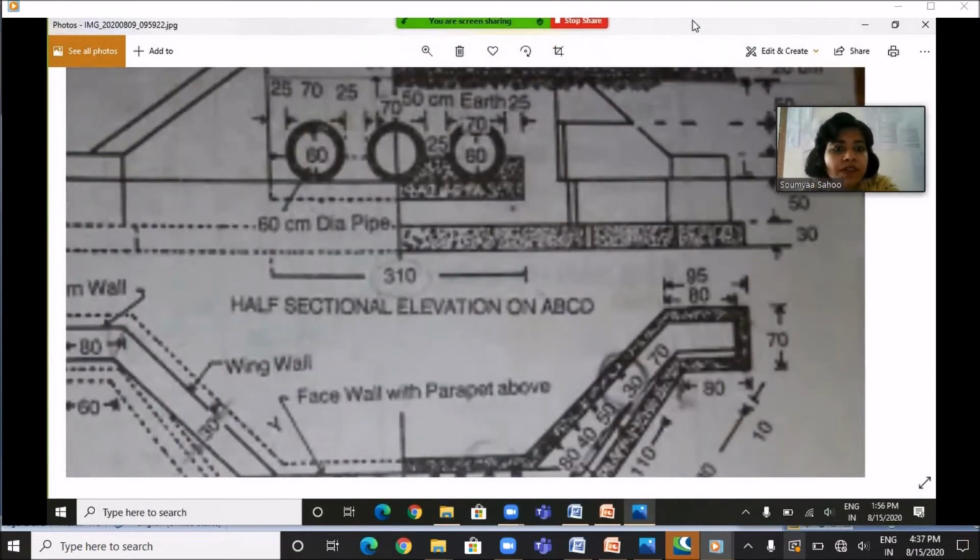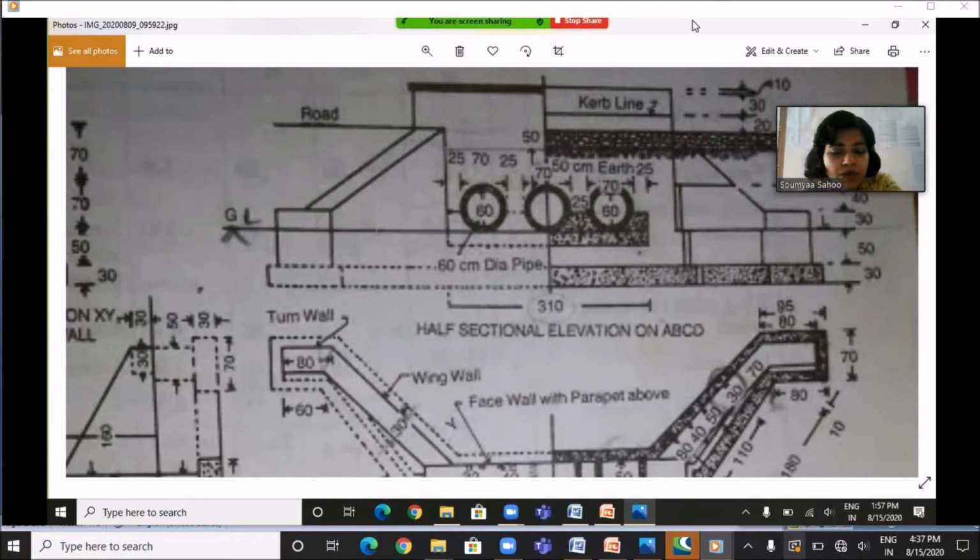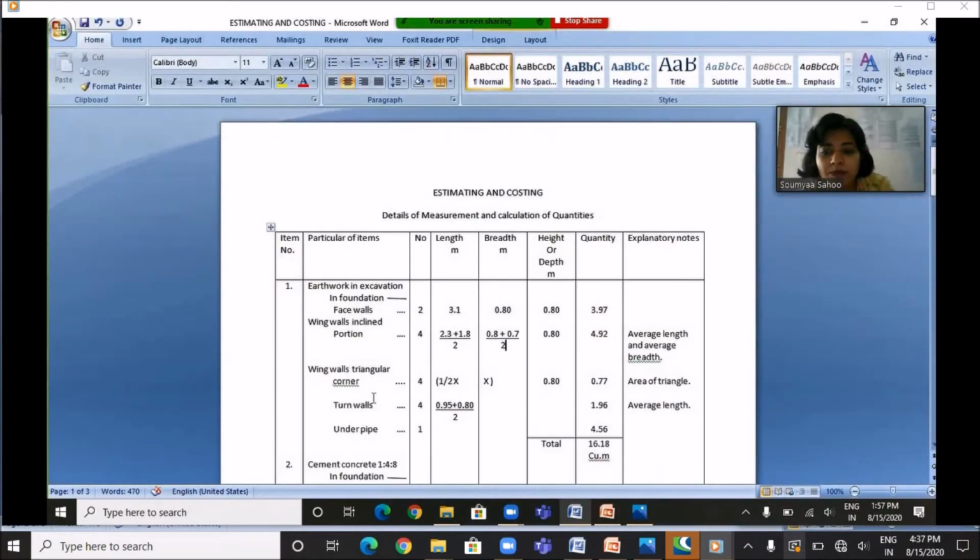depth of excavation? So excavation work is to be done below the ground level from this point to this point, and this total depth is 80 centimeter or 0.8 meter. So let's quickly fill the table. There are 4 wing walls, triangular corners. So half into 0.6 into 0.8 into the depth of excavation, 0.8 meter, and I have already calculated the quantity as 0.77 cubic meter.